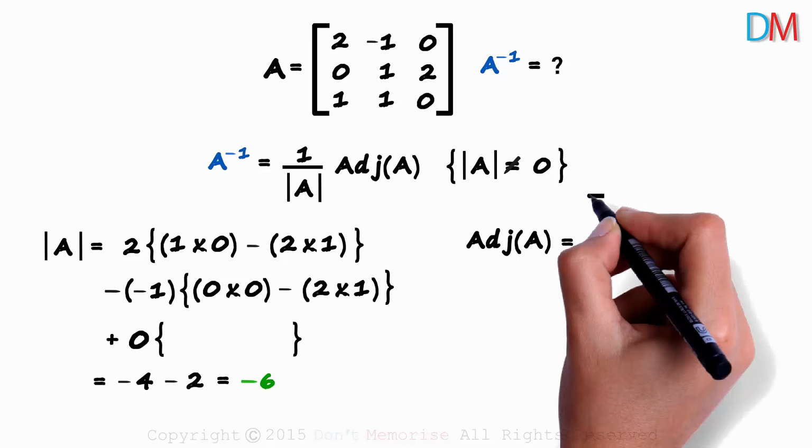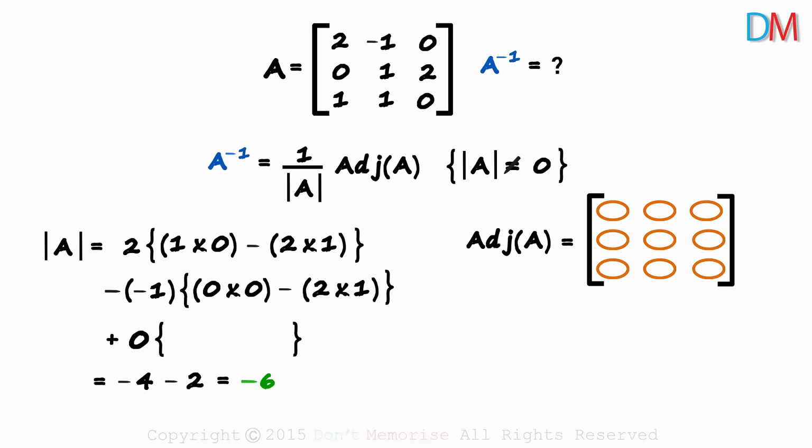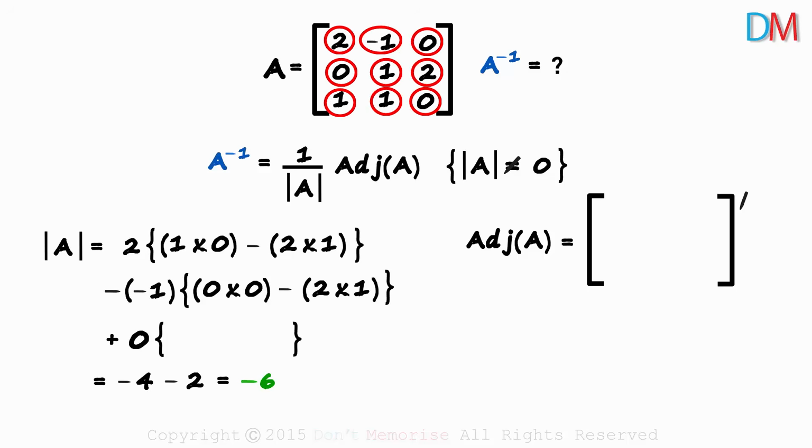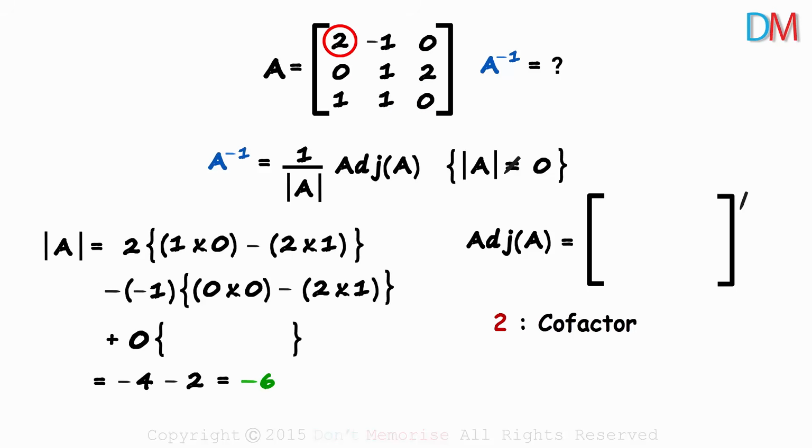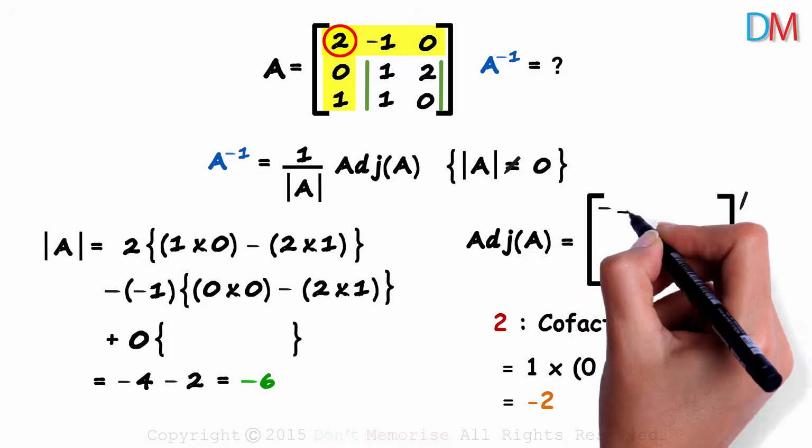To find the adjoint, we first find the matrix of cofactors of each of the elements and then find the transpose of that matrix. So let's find the cofactors of each of the elements now. The first element is 2. Its cofactor will equal minus 1 raised to 1 plus 1 times its minor. Its minor is the determinant of what's left after excluding its row and column. So the cofactor will equal 1 multiplied by 0 minus 2, minus 2. The cofactor of this 2 is minus 2.